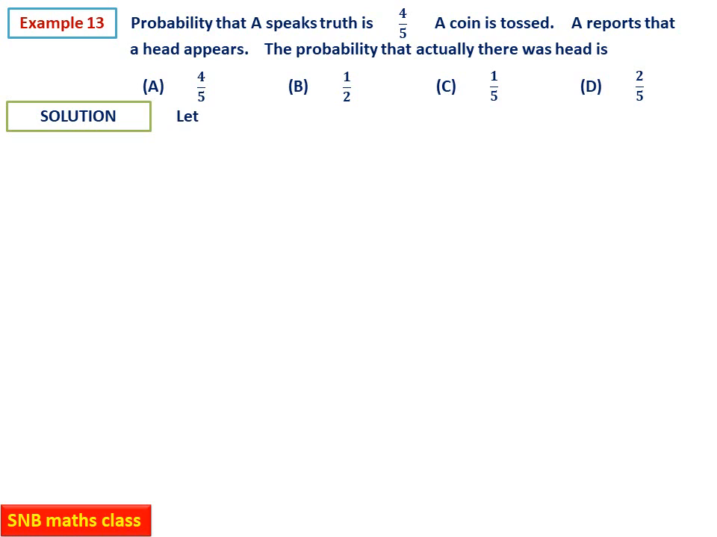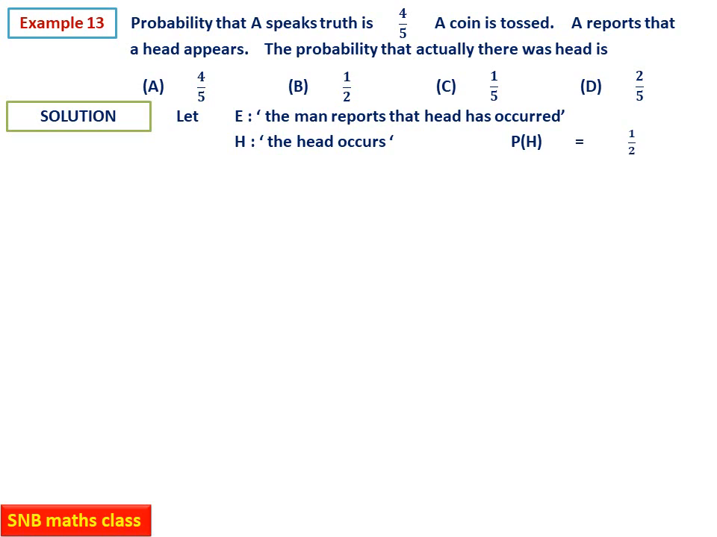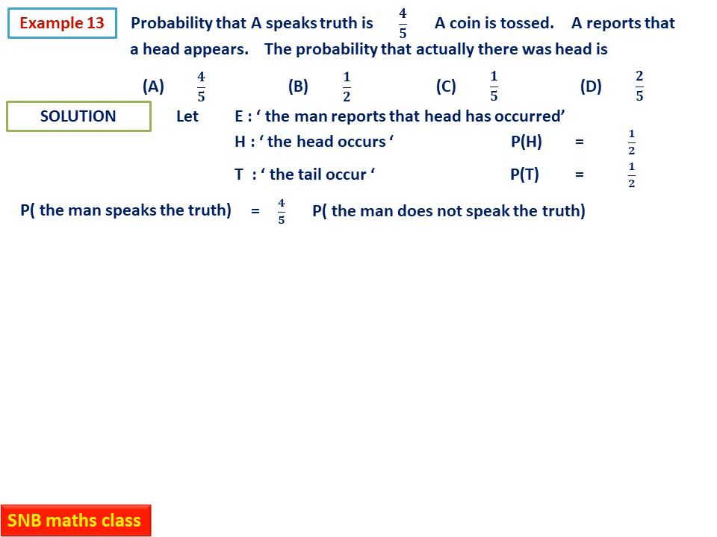Let us do it. See, let E be the event: the man reports that head has occurred. Now let us list H, the head occurs. So what is probability H? Definitely it is 1 by 2. T, the tail occurs. So probability T is also 1 by 2. Now probability the man speaks the truth is 4 by 5. The man does not speak the truth, this is 1 by 5. Here you have to be careful now.